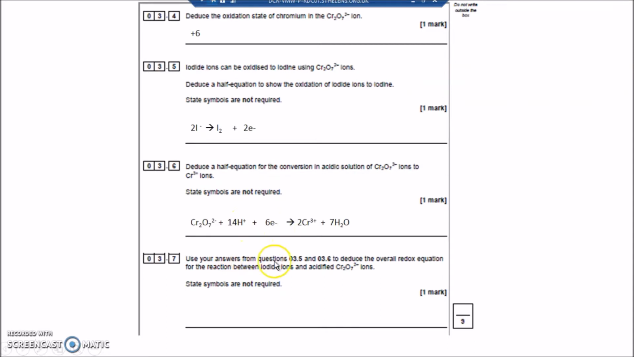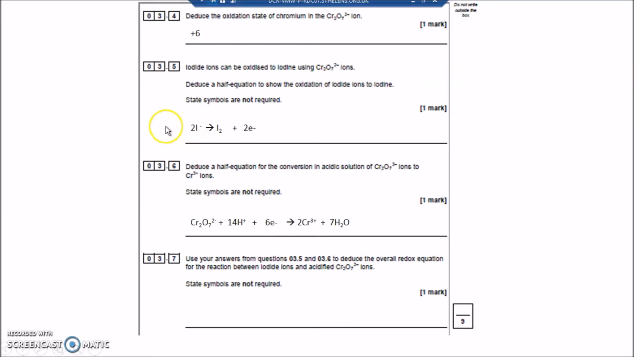Use your answers to deduce the overall redox equation. So what you do is to combine two redox equations, I have to balance the electrons. And to balance the electrons, when I add everything on the left of each equation and everything on the right of each equation, the electrons must balance and cancel each other out. Now they're never going to balance, because I've got 6 electrons in this one and 2 electrons in that one.